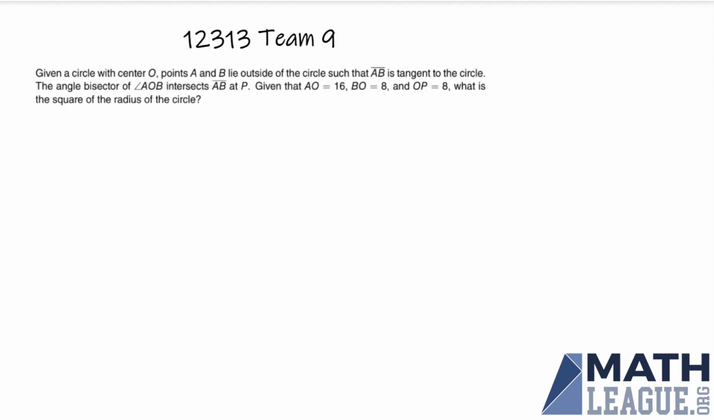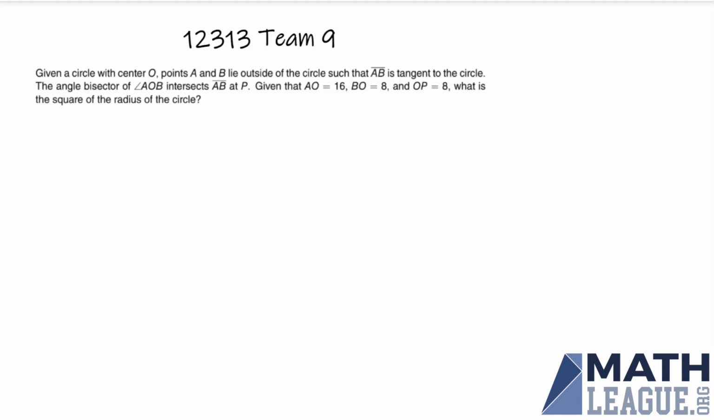Team number 9 is given a circle with center O. Points A and B lie outside of the circle such that AB is tangent to the circle. The angle bisector of angle AOB intersects AB at P. Given that AO equals 16, BO equals 8, and OP equals 8, what is the square of the radius of the circle?